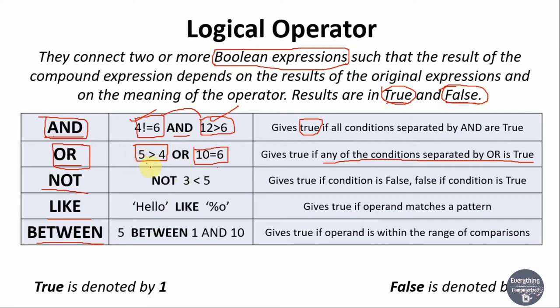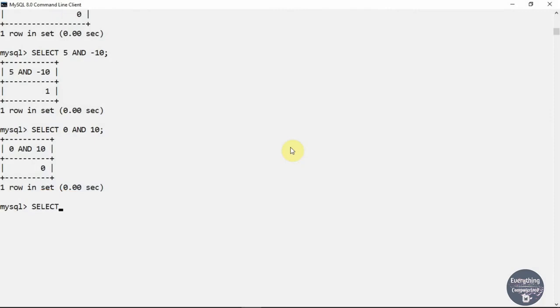So we have 5 greater than 4 or 10 is equals to 6. Here you can see that 5 greater than 4 is a true Boolean expression, but 10 is equals to 6 is a false expression. But then also the OR operator will give a true value because it requires at least one expression to be true for the answer to be true, unlike the AND operator which required both of the expressions to be true. If you have read Boolean algebra, then it will be easier for you to understand these things. Let's now take a look at the OR logical operator in MySQL.